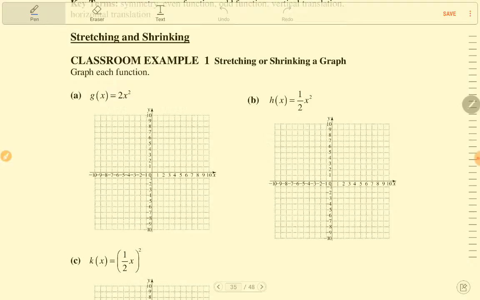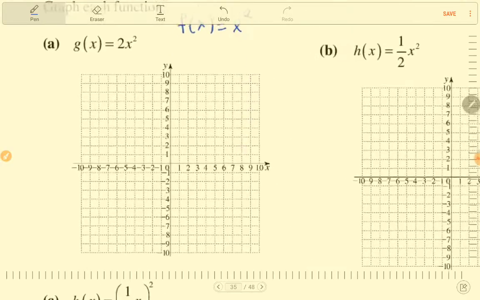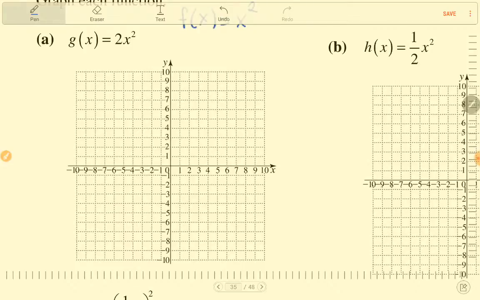Now, by looking at g of x here, I can see that x is raised to the power of 2. So the parent function would be f of x equals x squared. And if I look either in the book or on the handout, I would realize that the parent function has, and I'm going to use yellow for the parent function because it's lighter.